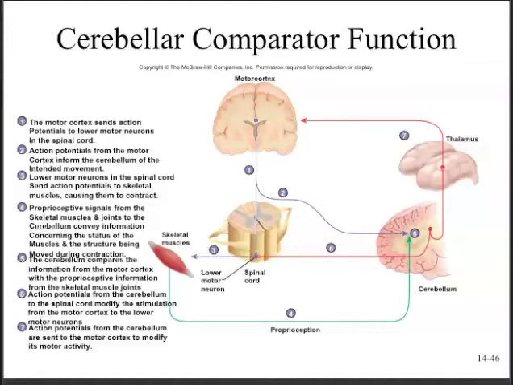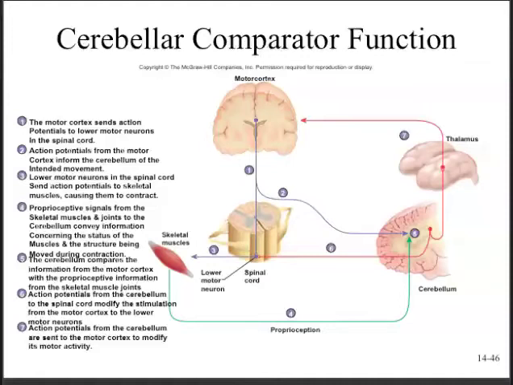The action potentials from the motor cortex inform the cerebellum of the intended movement, so it has an idea of what we're trying to do before we do it. The lower motor neurons in the spinal cord send the action potentials to the skeletal muscles, and they move, and then proprioception comes back up via ascending pathways to the cerebellum and conveys information about what we're doing.